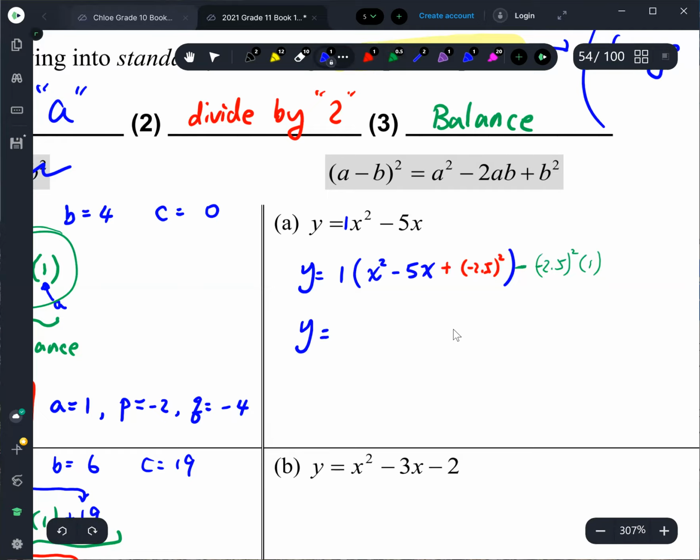Okay, now we're ready to write the standard form. Any question up to now so far? Any step not clear? Okay, so now to write the standard form, 1 stays outside. We put a big bracket square. What do we put inside now? What do you think? What do we put inside?